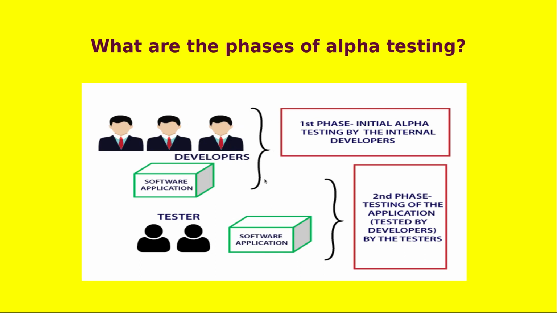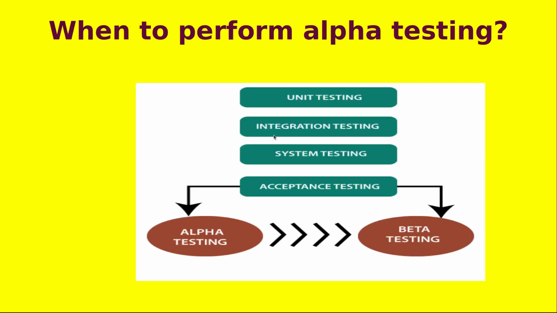The first phase is the developer. After the development of the software, we move to the testing phases. After the basic testing phases, we move to alpha testing. The first phase of alpha testing is tested by the internal developers, then the second phase is tested by the testers. So these are the two phases that exist in alpha testing.